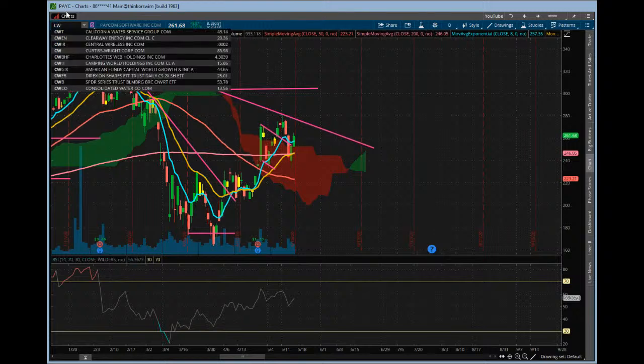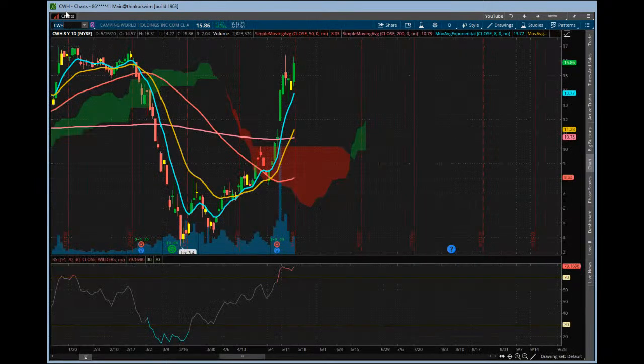And then CWH. Yep, inside day up. Upper shadows right here, right? So a couple upper shadows right here. So watch that. Camping World had an epic run up, yeah. And let's see how that does. Right, I like the inside day up, but the upper shadow is a little concerning off of that prior upper shadow. A little bit of selling pressure in that area.